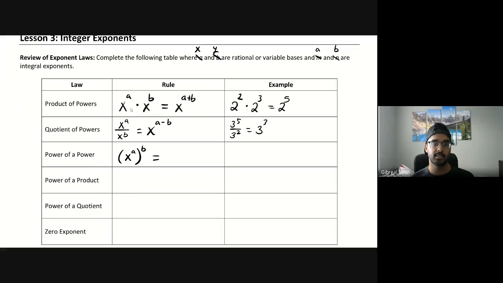Since I had two bases in my product of powers, even though the bases were the same, I had to add the exponents. But here, if it's a power of a power, I've got a power to a power, we're going to multiply.